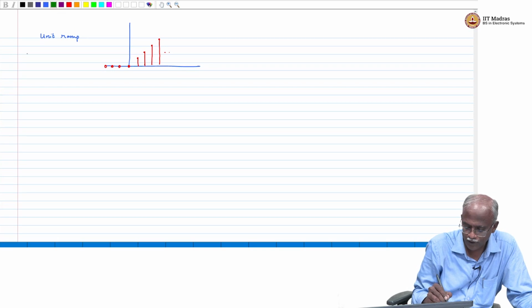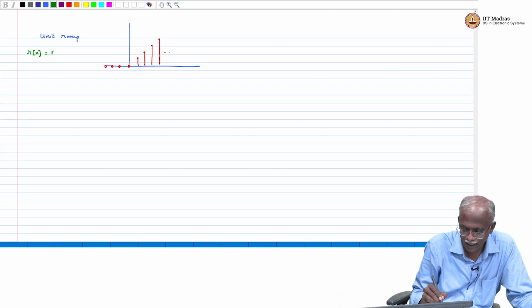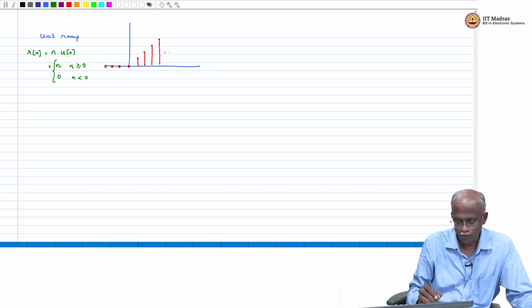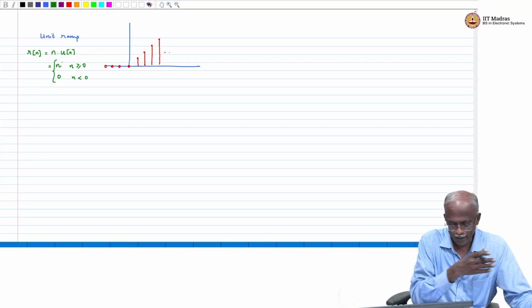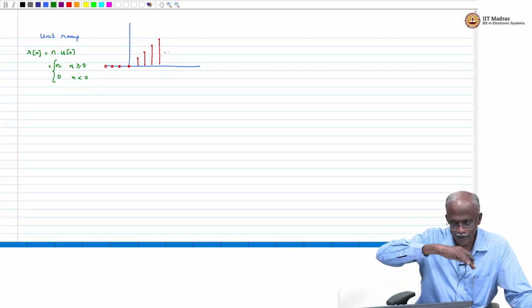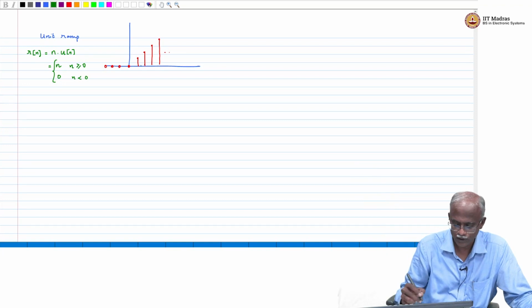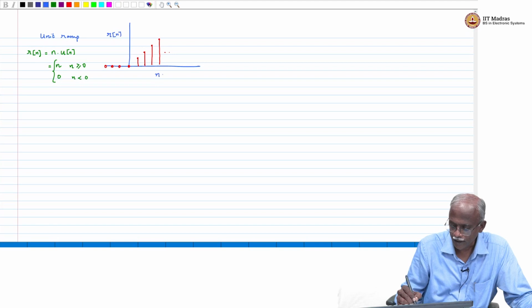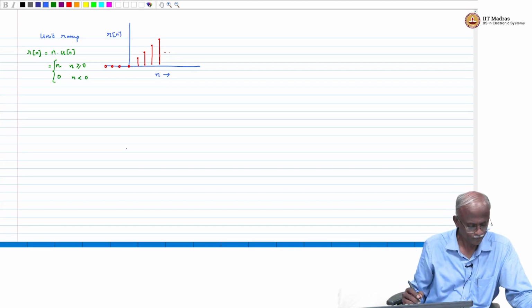So, this ramp function r of n is defined as n times u of n. And we can say that this is equal to n for n greater than or equal to 0, equal to 0 for n less than 0. Because it's multiplied by u of n, it is 0 for all negative values of n, and for all positive values of n, it increases as n increases. So this is the function r of n, it increases as n goes up.